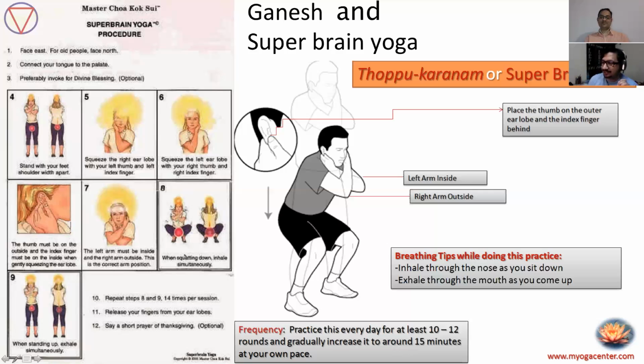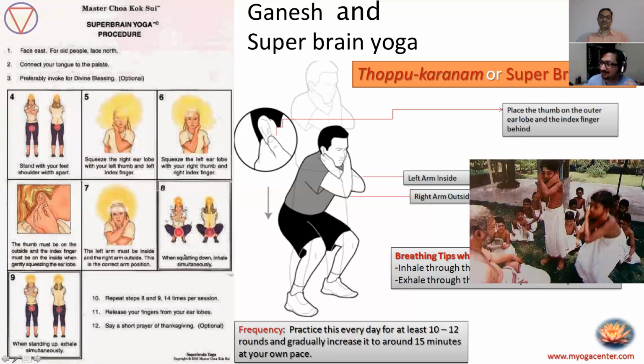So if you practice this every day for 10-12 rounds and gradually increase it at your own pace, then your memory will be improved. The hemispherical harmony will improve. You'll begin to think better because you're using both sides of the brain and warming it up. But the funny thing is that this is something which you commonly see in Ganesha temples.